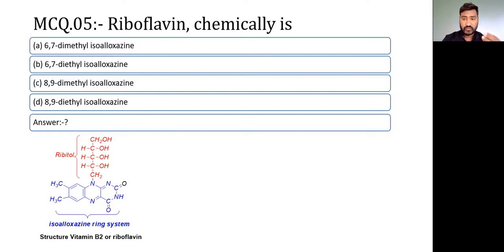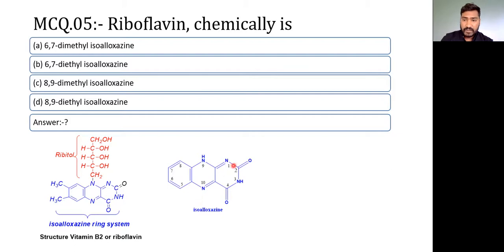If you want to number the structure, you have to know some rules, which are the heterocyclic rules. According to that, you can give the numbering of any structure. So let's see, here I can explain how you can number it and how you can find out the actual answer. Okay, so this is the structure of isoalloxazine. You can start the numbering from any heteroatom present in the ring. So this is the basic isoalloxazine ring system.